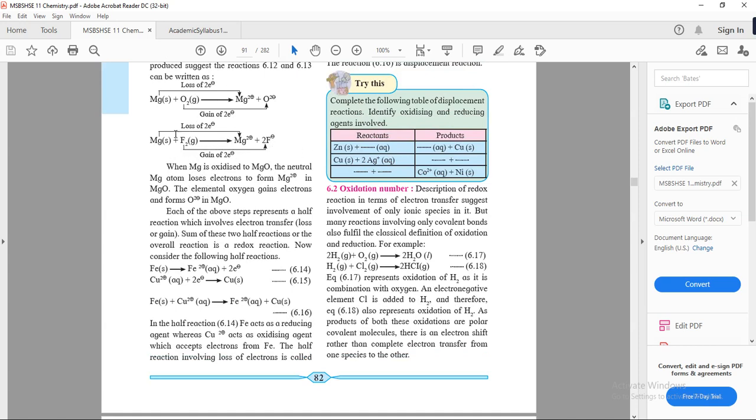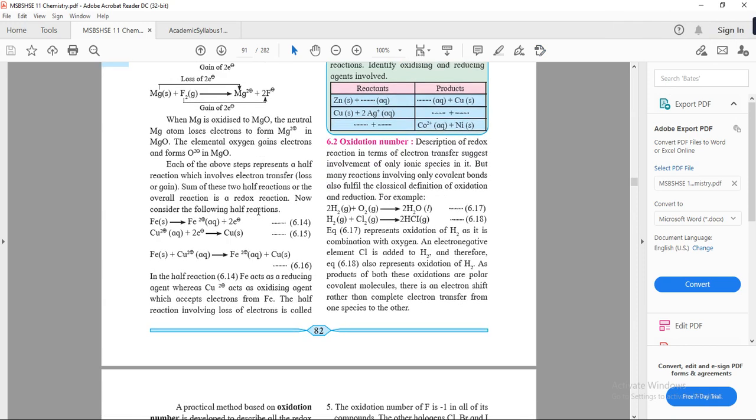In another reaction, Mg is getting oxidized and F2 is getting reduced. So for each reaction, the loss of electron is oxidation. It is a half reaction, and the other half reaction is gain of electron. The sum of these two half reactions is called what? Redox reaction.